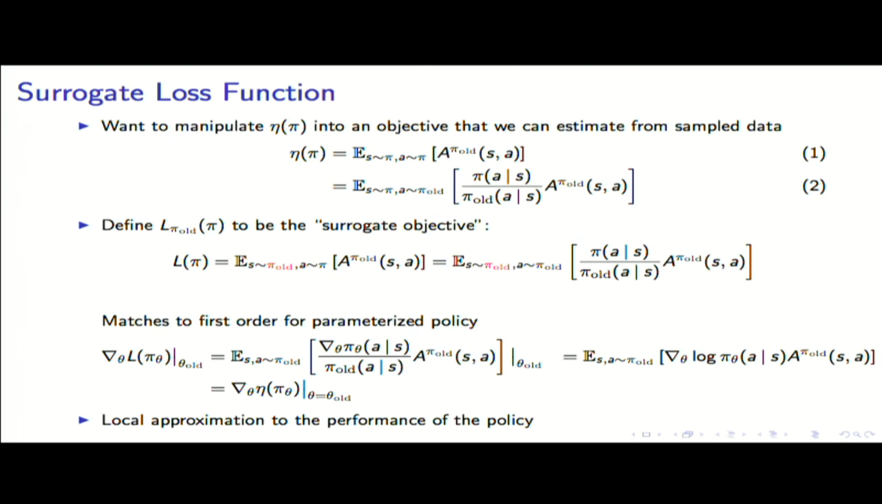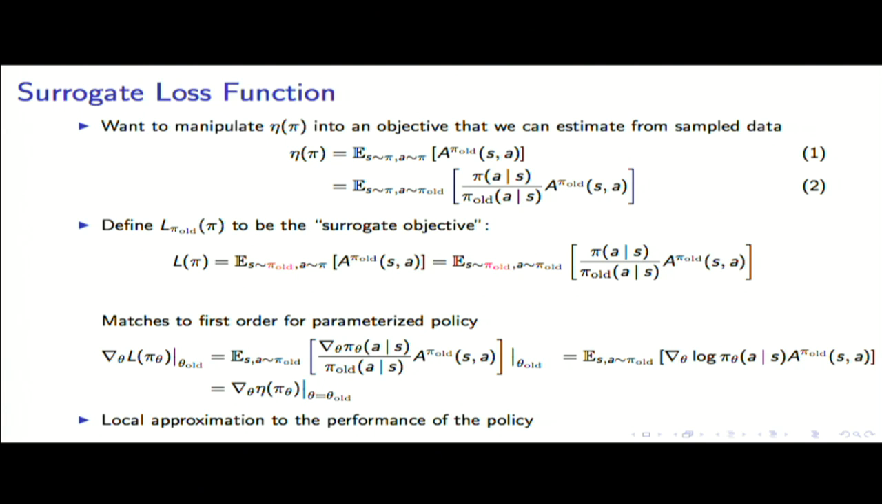Just a little intuition. Let's say you had an old policy pi old, and for a particular action A, the advantage under pi old is high, but that action wasn't taken with the highest probability. Then eta of pi would do well with a pi that now gave more probability to that action that wasn't as strongly weighted before, so this would improve. Let me try giving a little intuition for what L is.